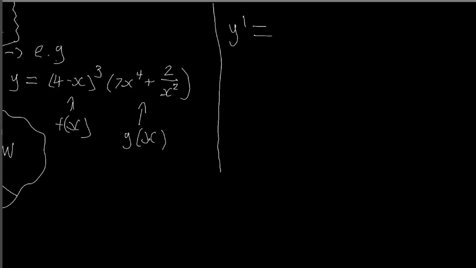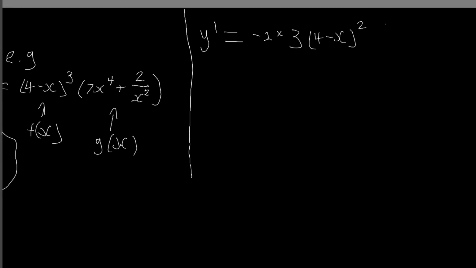So let's start with the derivative of (4 minus x) cubed. First thing that we have to do is find the derivative of the inside, which is going to be negative 1. The derivative of 4 minus x is negative 1. This is going to be multiplied by the derivative of the outer function, the chain rule, so 3 times (4 minus x), and the power reduces by 1, squared. Then this will be multiplied by the other function, 7x to the power of 4, plus 2 divided by x squared.